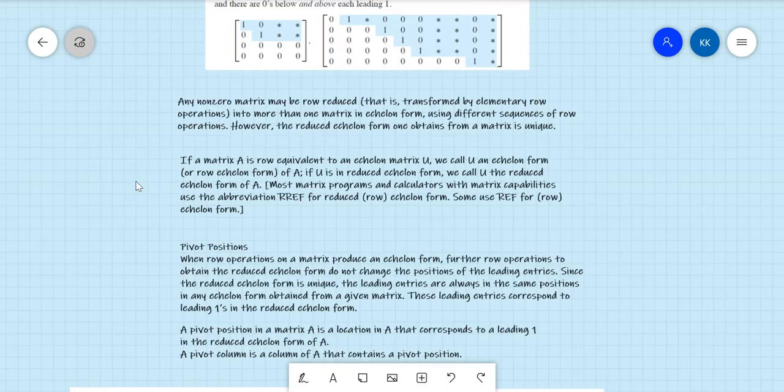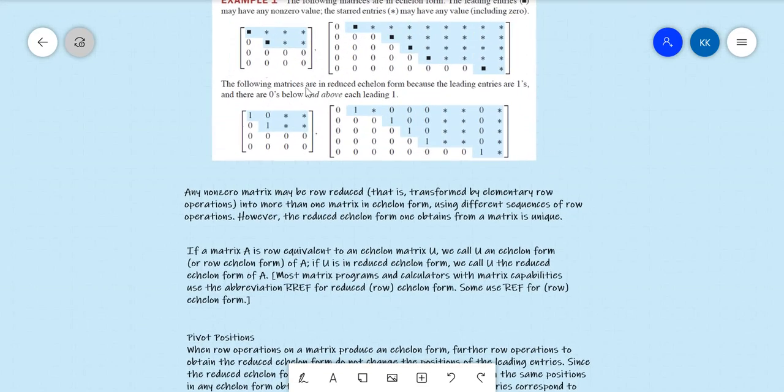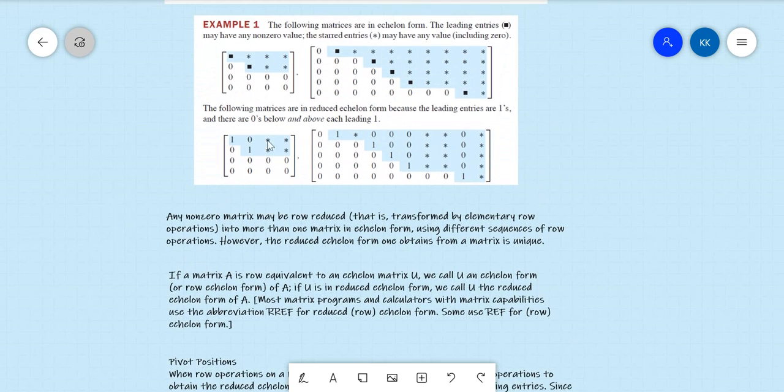So a pivot position in a matrix A is a location in A that corresponds to a leading one in the reduced echelon form of A. Let's say this is our matrix A. You can see what the reduced echelon form of this matrix would look like. This is the position of the leading one of the reduced echelon matrix. So this is the pivot position in this matrix as well.